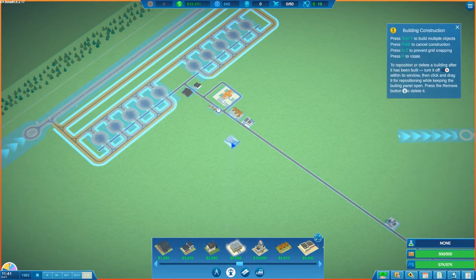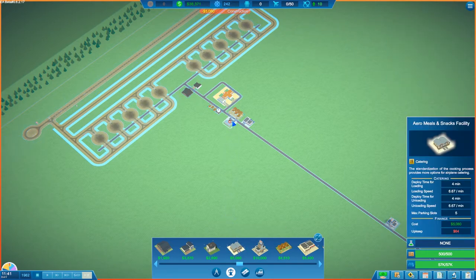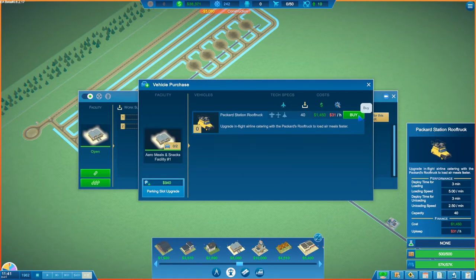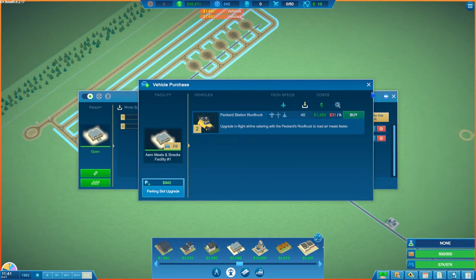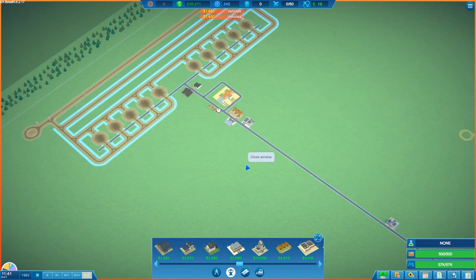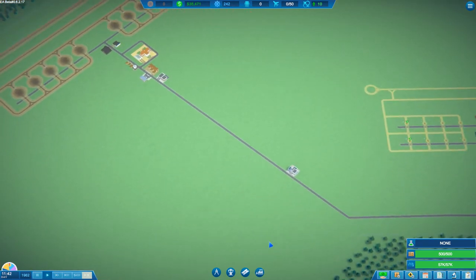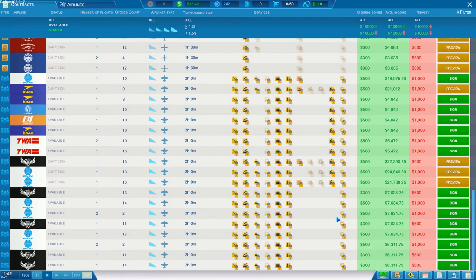And put in a catering facility, buy a couple of vehicles. Okay, and I should be able to sign some contracts with that. I'm going to cautiously step out here. See, I don't have enough for that concrete runway, not by any means. So let's see if I can schedule. Yeah, I can sign these guys. Now I can sign a bunch, which I'm going to do.